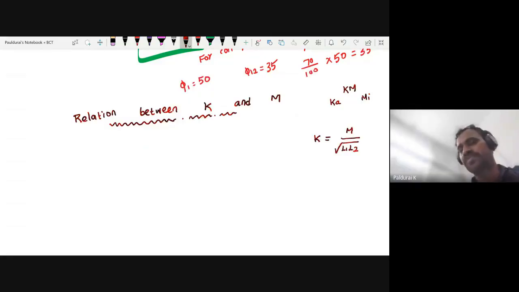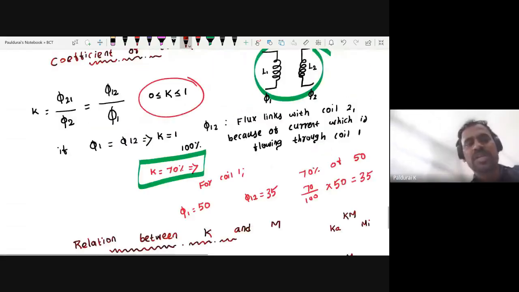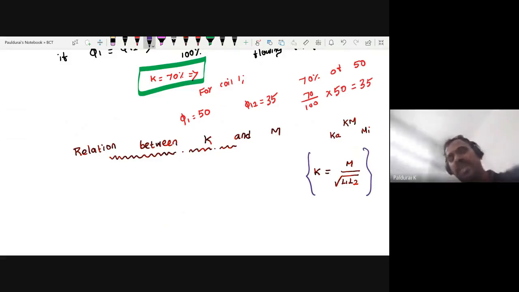What is the unit for coefficient of coupling? No unit, because both are flux linkages and will cancel, so it has no unit. If you derive the relation between K and M, where K is the coefficient of coupling, K equals M divided by square root of L1 L2, it is sometimes confusing. We also write it as M equals K times square root of L1 L2.